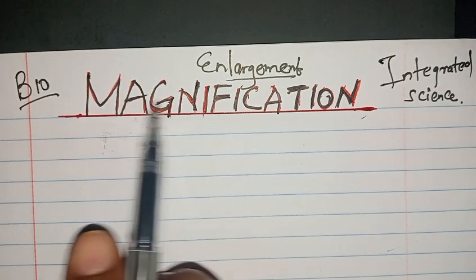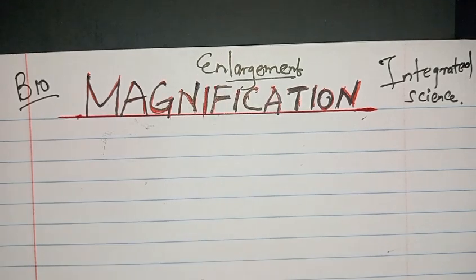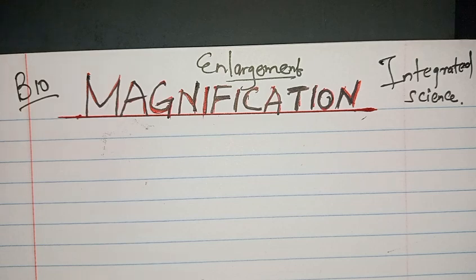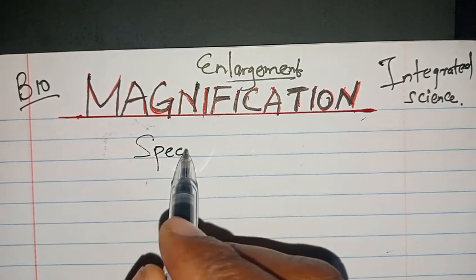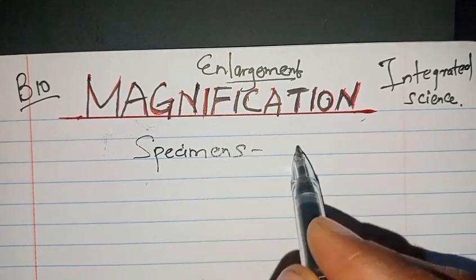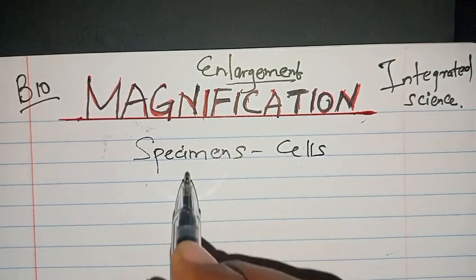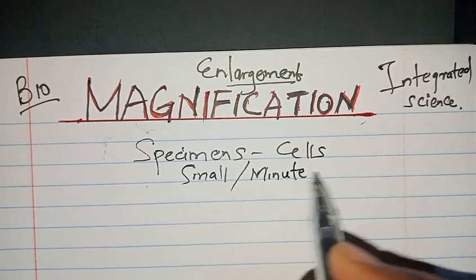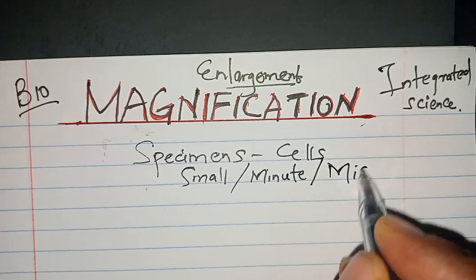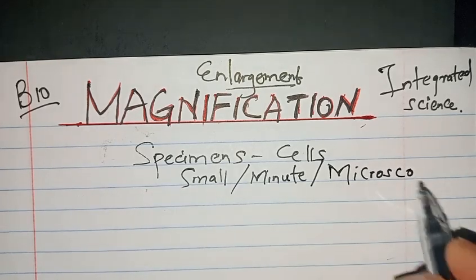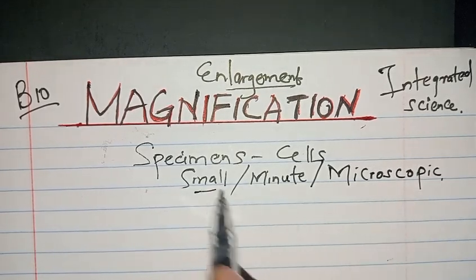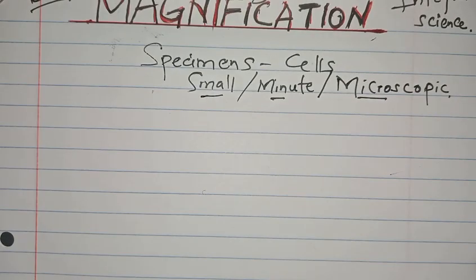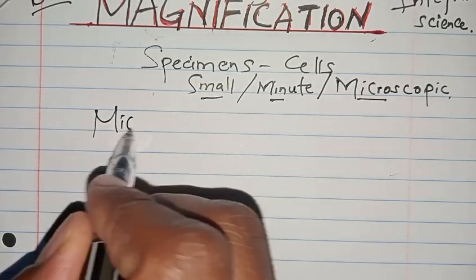As we said earlier, magnification is enlargement. And enlargement is important because of specimens, and especially cells that are small or minute, or microscopic. You cannot see them using your naked eyes, and so we said you will use some tool, some instrument we call a microscope.